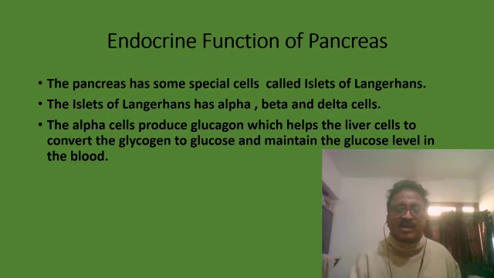The endocrine function of the pancreas we have to discuss in this chapter. The pancreas has some special cells called islets of Langerhans. Islets means a little island. The islets of Langerhans have alpha, beta and delta cells. The alpha cells produce glucagon, which helps the liver cells to convert the glycogen to glucose and maintain the glucose level in the blood.